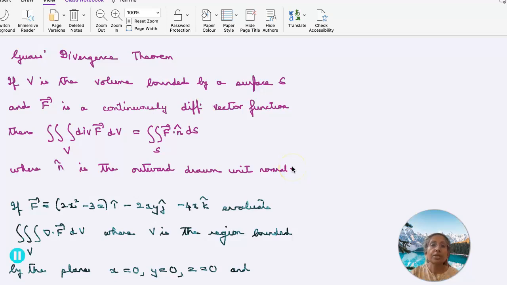So welcome to this session on line integrals. Here in today's class you will be learning about Gauss Divergence Theorem and how to apply it in problem solving. So what exactly is Gauss Divergence Theorem?